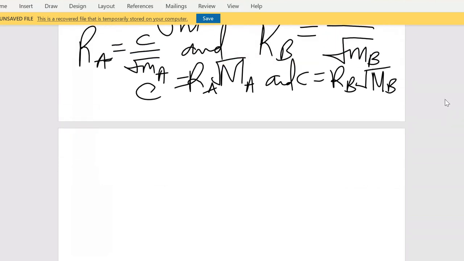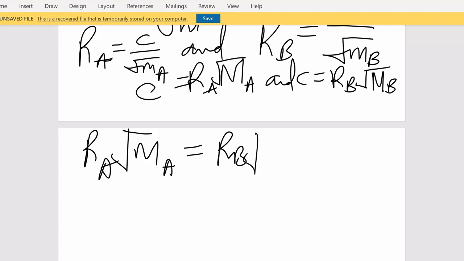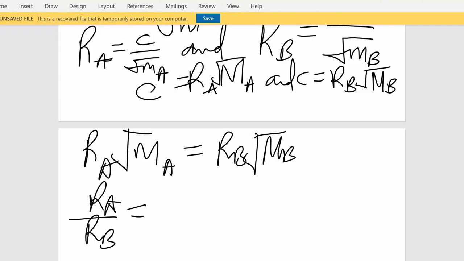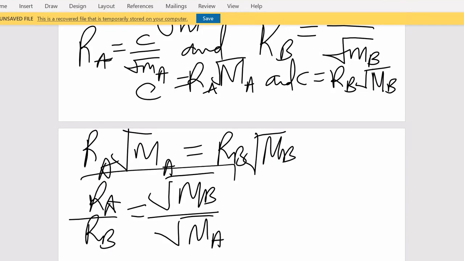At this point now, you can combine these two and have Ra root Ma is equal to Rb root Mb. So if you divide both sides by Rb root Ma, you will have Ra over Rb being root Mb over root Ma, the same as that of density. So in other terms, it is the same as density because you're saying density is directly proportional to the molecular mass.